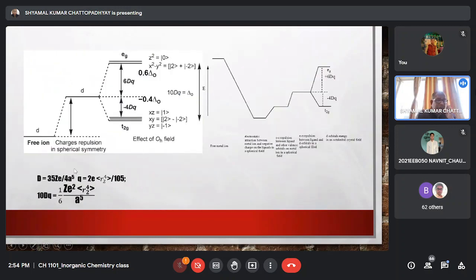So D equal to 35 Ze by 4a to the power 5 and Q equal to 2e. Then this is called the average value of R to the power 4. I shall explain what you mean by that, divided by 100.05. Now the question is, what is R2 to the power 4?